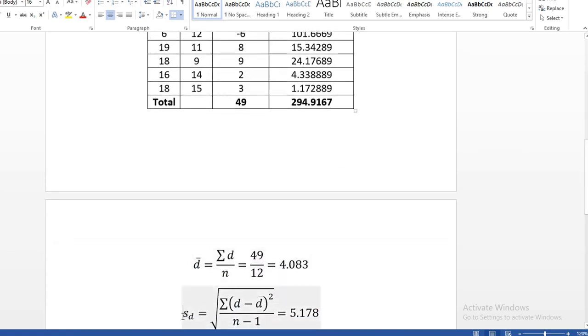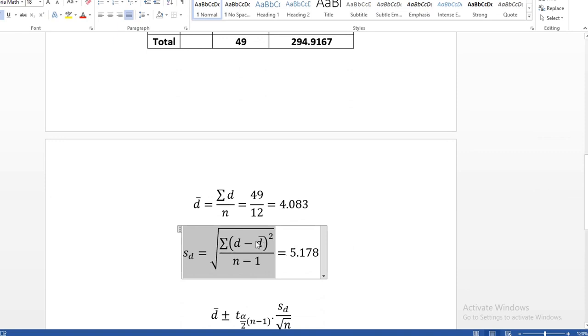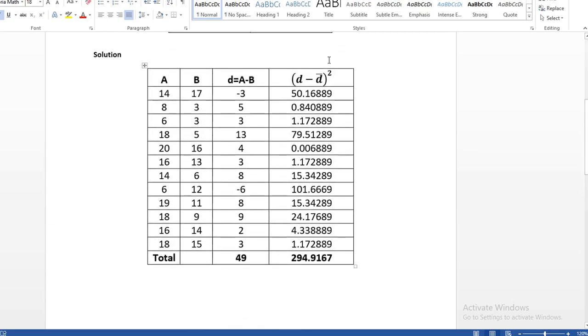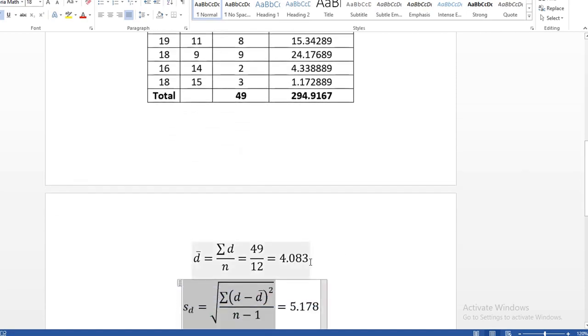What is SD? The standard deviation for the difference. This is the formula for the standard deviation of the difference. Remember the simple formula, summation x minus x bar whole square divided by n minus 1. You just have to replace x by d. This will give us the formula. So placing these values and calculating d minus d bar, and what is d bar? 4.08.